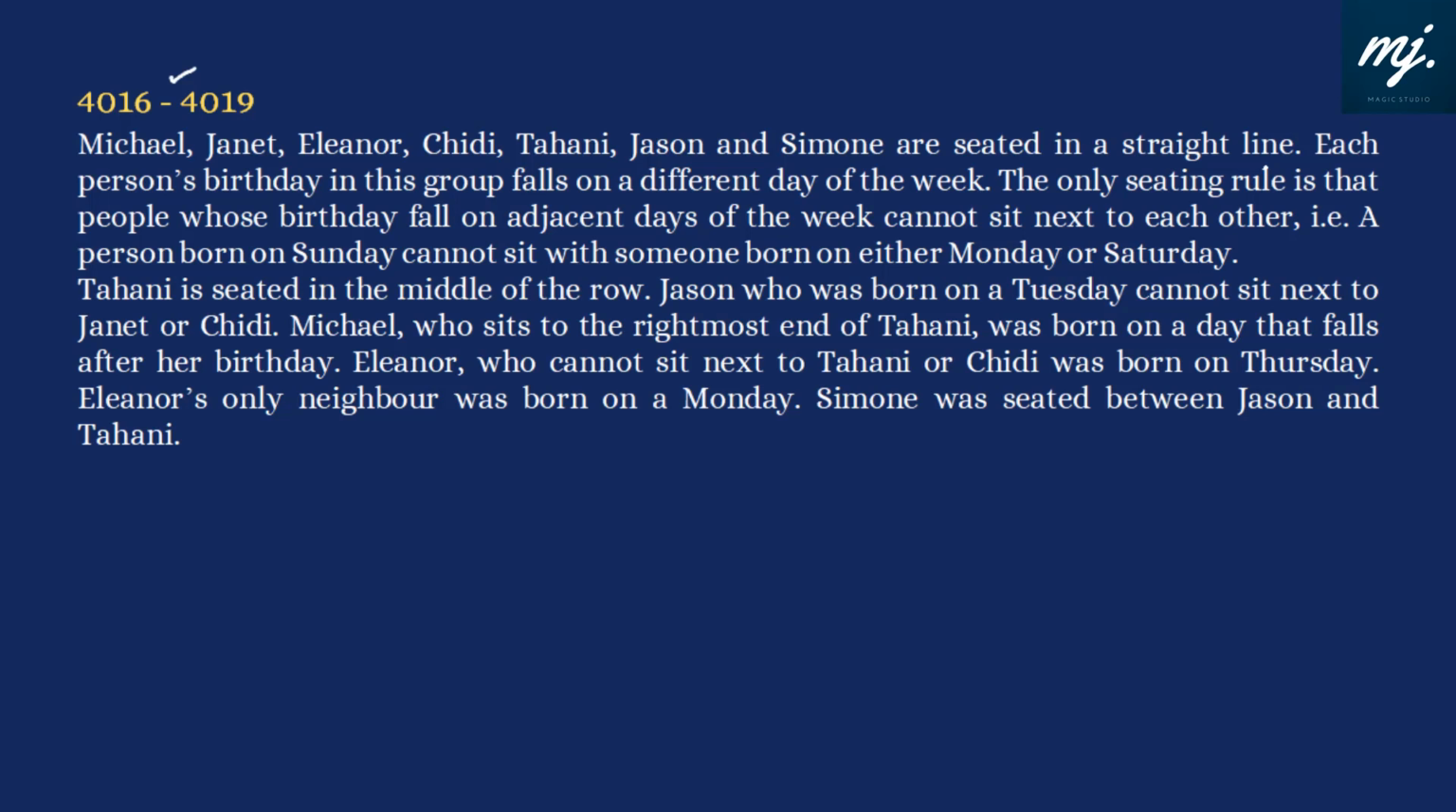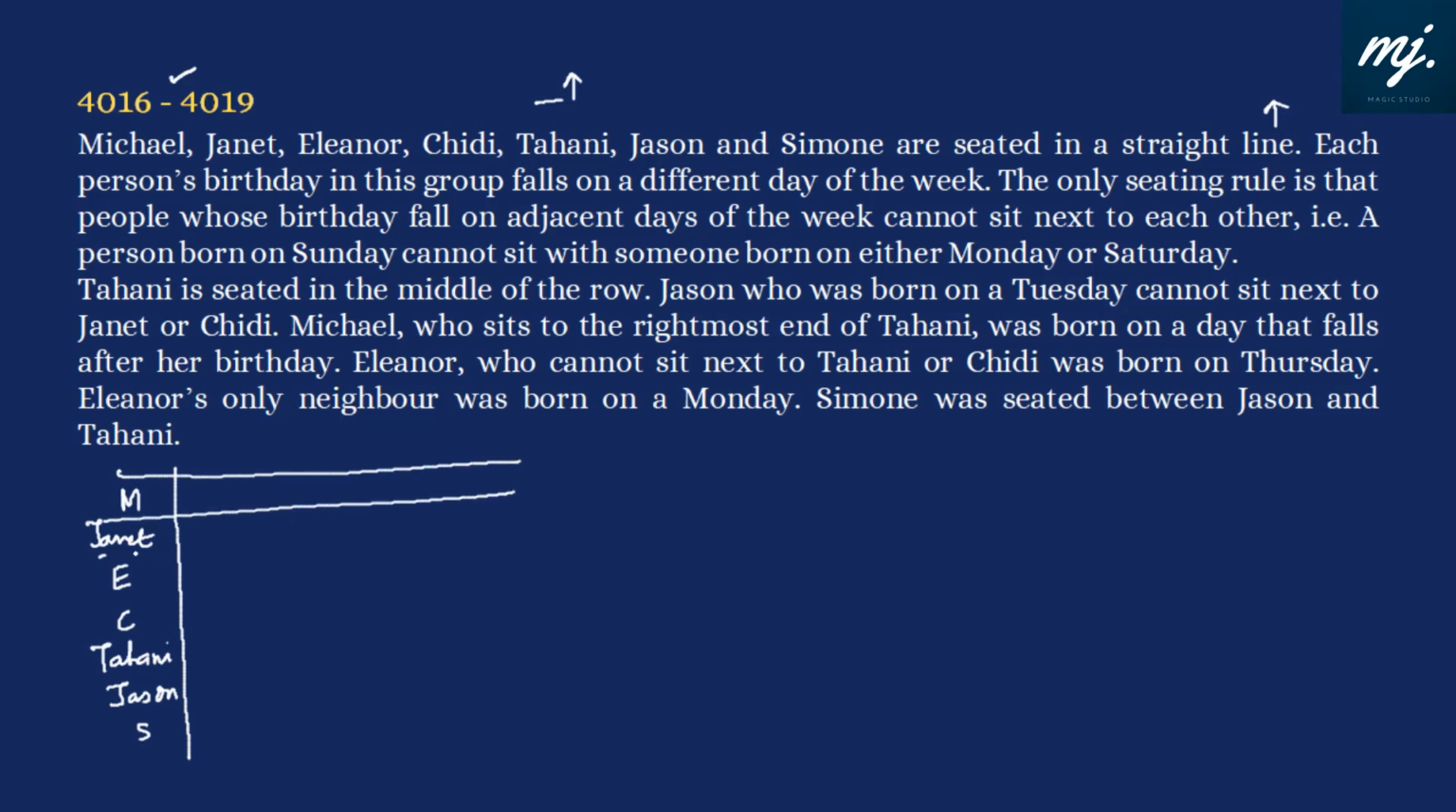Okay, that means if a person is born on Sunday, they cannot sit with someone born on either Monday or Saturday. Since it is not written whether they are facing north or south, for assumption's sake, let us take they are facing north. That means they are sitting like this and the face is there. And there are 7 people, 1, 2, 3, 4, 5, 6, 7. So we have Michael, Janet, Eleanor, Chidi, Tahani, Jason and Simon. And 7 days of the week.